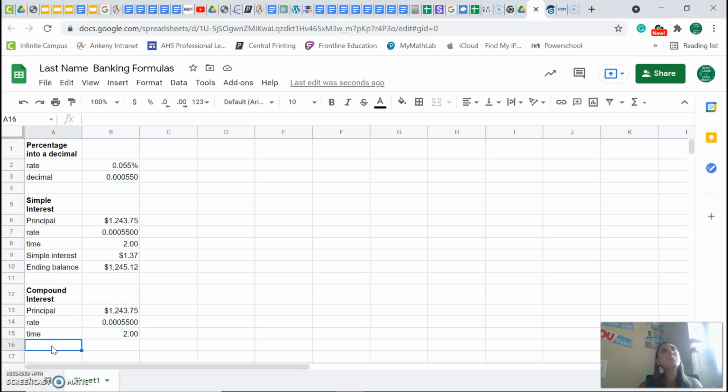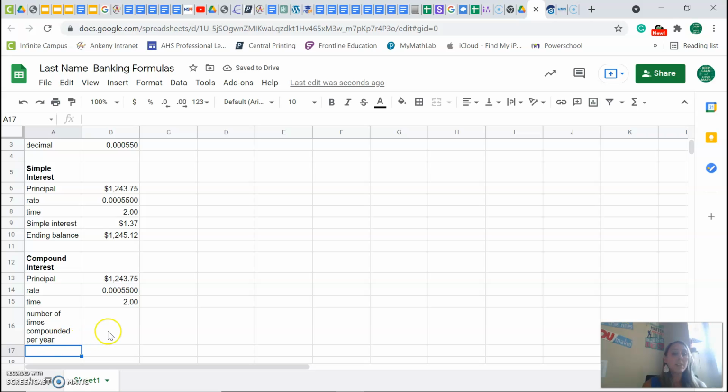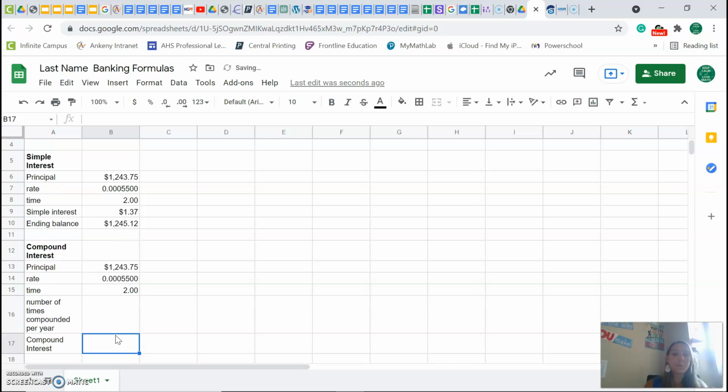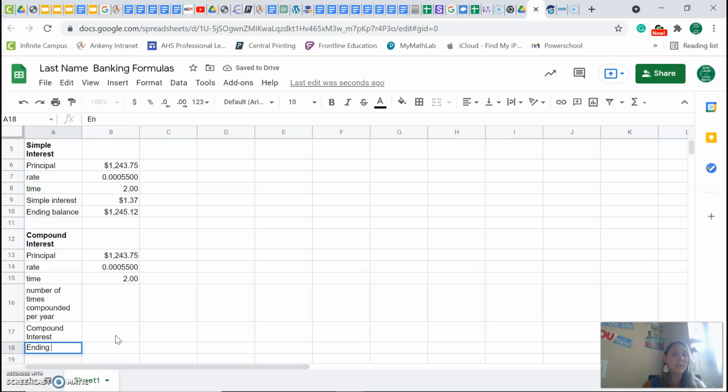Now, compound interest has that additional thing. It is the number of times compounded per year. And I'm going to hit enter. So that's our N. And then we want to know what the compound interest is. So I'm just going to put compound interest. And then our ending balance. So I'm just going to type ending balance. So now I have everything I need for compound interest.